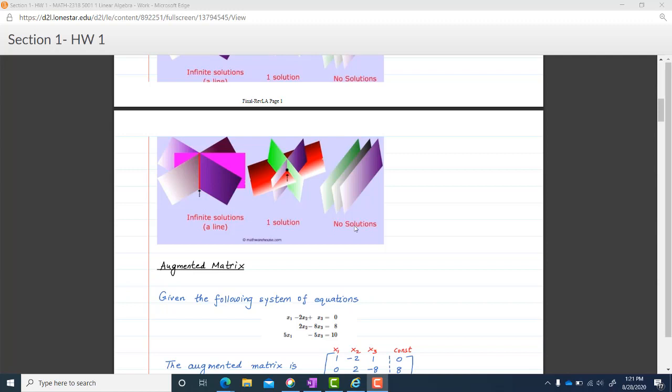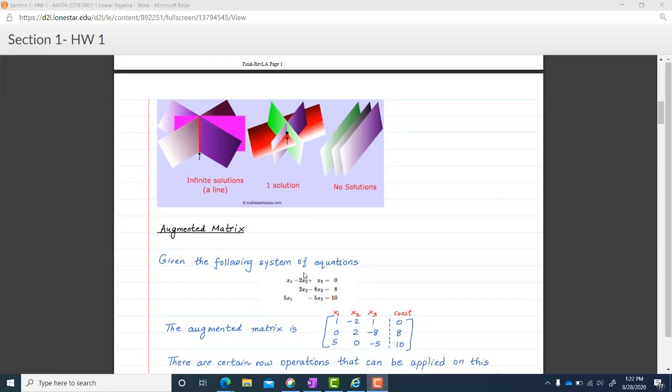You can think about three walls in your house: if you're sitting in your room, you can see three walls, the roof and the wall in front of you and on the side of you, and they three intersect at a point. So that's one solution. No solution means the three planes are parallel. Infinitely many solutions means they intersect in a line, so two of them are intersecting and the third one crosses in between like a line. These are some examples of what can happen in three dimensions.